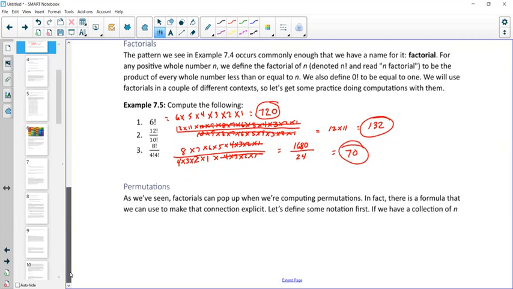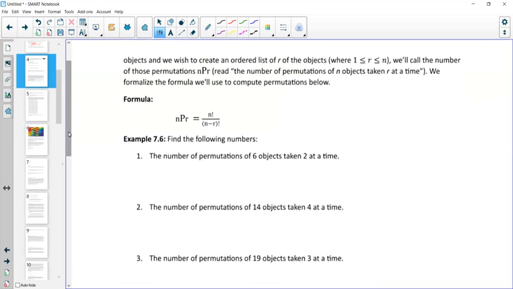So now we get to permutations. As we've seen, factorials can pop up when we're computing permutations. In fact, there's a formula we can use to make that connection explicit. So let's define some notations first. If we have a collection of n objects, and we wish to create an ordered list of R objects, where R is between 1 and n inclusive, call the number of those permutations NPR, read as the number of permutations of n objects taking R at a time.